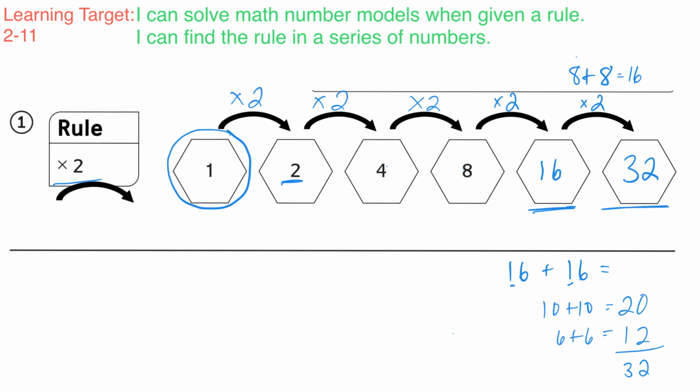1 times 2 is 2. 2 times 2 is 4. 4 times 2 is 8. 8 times 2 is 16. 16 times 2 is 32. So take a moment to make sure you are all caught up with my number model, and we'll move on to the next one.